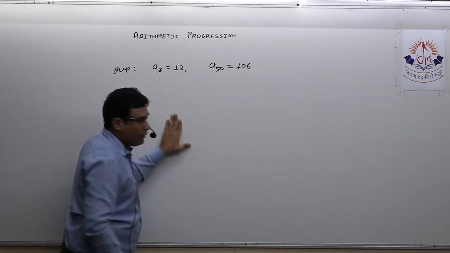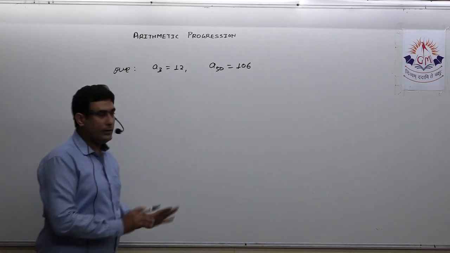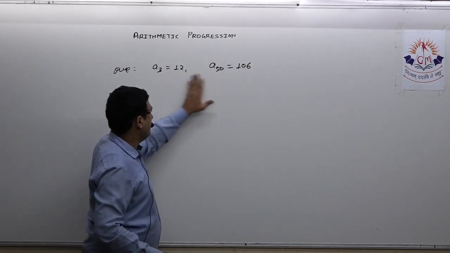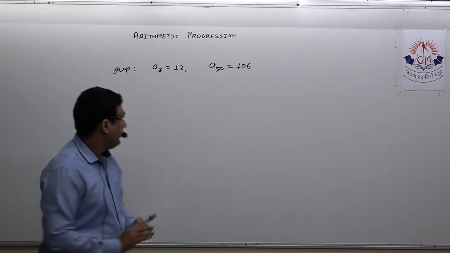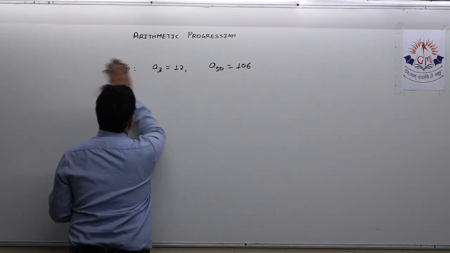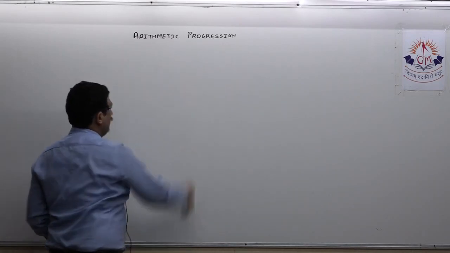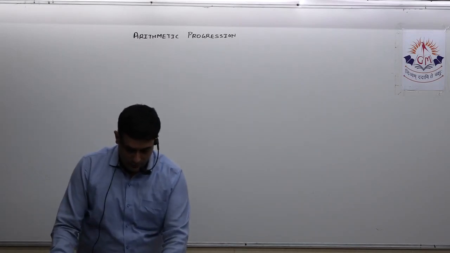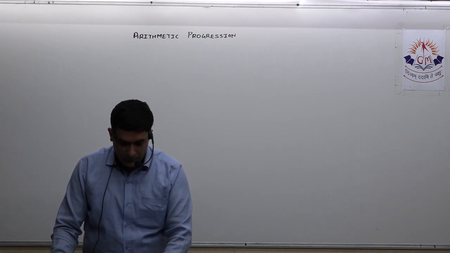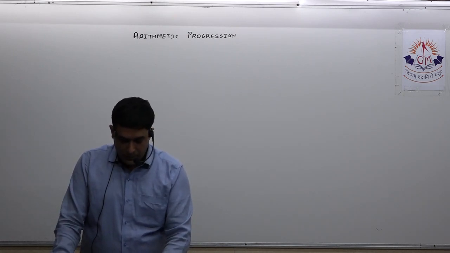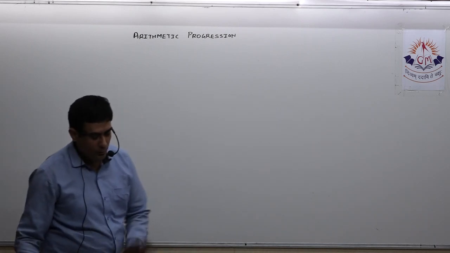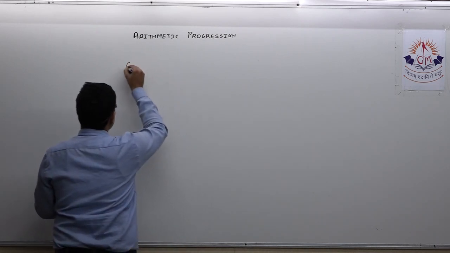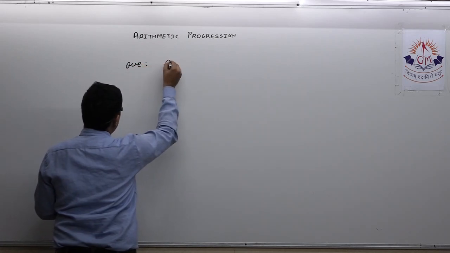Now it is almost similar to the previous question, isn't it? The values of two different terms are given and you have to find the AP. Okay, so I hope you will understand how to solve this. Now let us see the next question, question 13 from your material. Again it is almost the same thing. The third term and the ninth term are given.